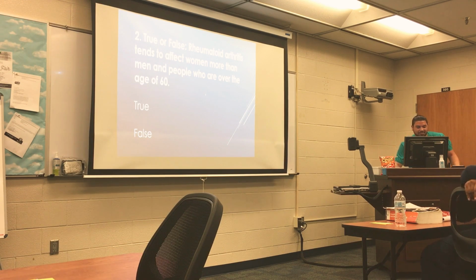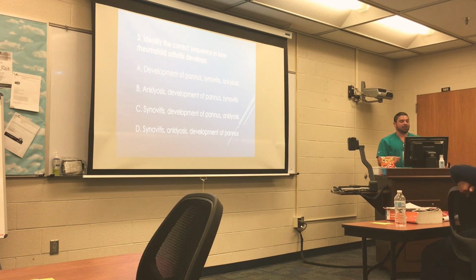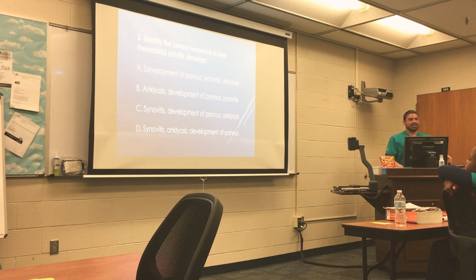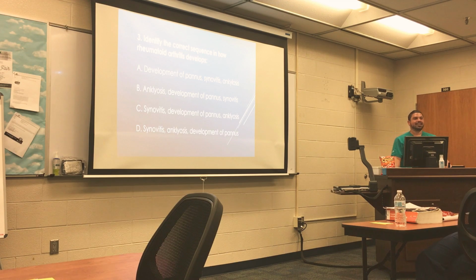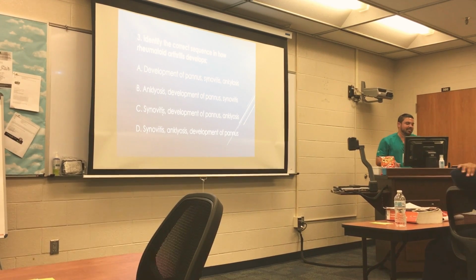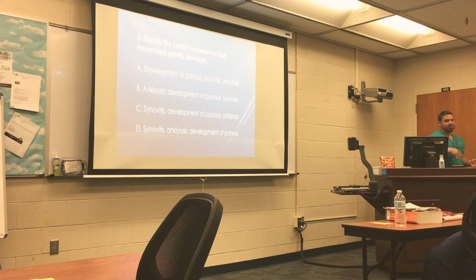Alright. Question number 3. Identify the correct sequence in how rheumatoid arthritis develops. So remember the stages. Lauren. Did you call on me? Yeah. C? And C is correct. So you have the synovitis, that's when the white blood cells start attacking. You get the pannus, and that's what's going to cause the ankylosis, which is the fusing of the joint.